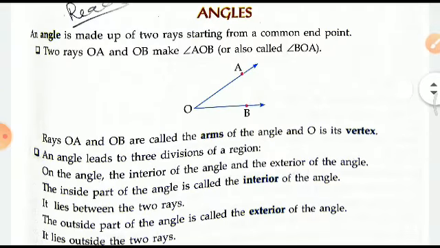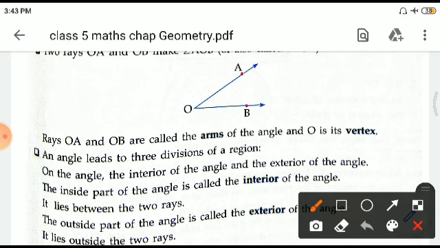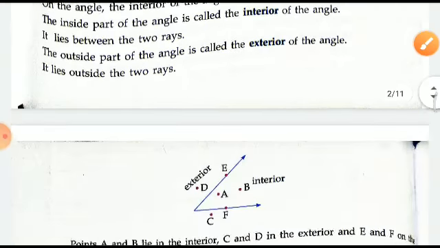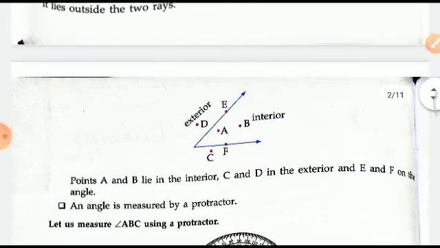An angle divides a region into three parts: the angle itself, the interior of the angle, and the exterior of the angle. The inside part of the angle is called the interior of an angle. See here, this is the interior of the angle and this one is the exterior of the angle, outside. Interior and exterior.